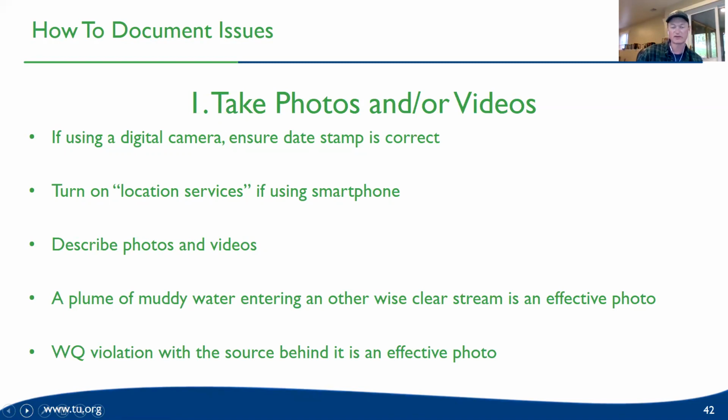A couple things that I kind of mentioned before: if you capture a plume of muddy water entering an otherwise clear stream, that's an effective photo. You're showing that there's something entering the stream that wasn't in there before. And if you have the water quality violation with a source behind it, that's super effective. We get those every now and then where you can see the failed silt fence with the sediment laden water overtopping it or going through it and then entering the stream. That's the most effective picture that you can take if you're able to get that perspective.